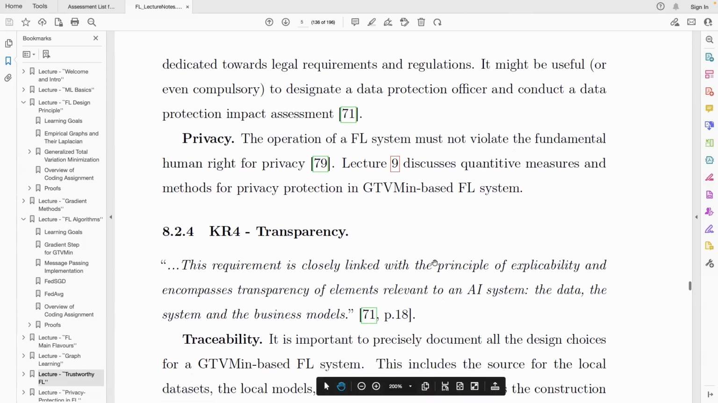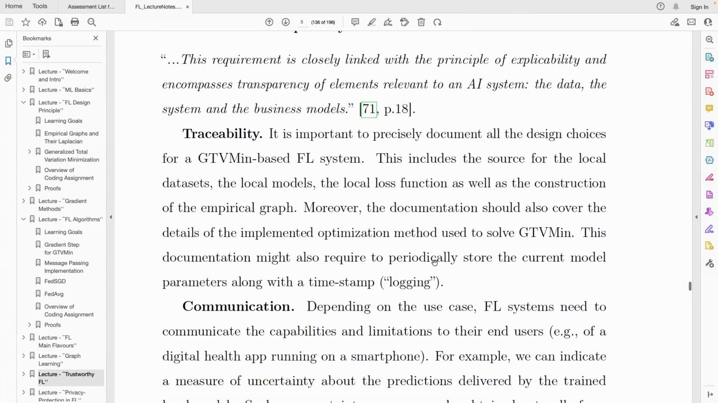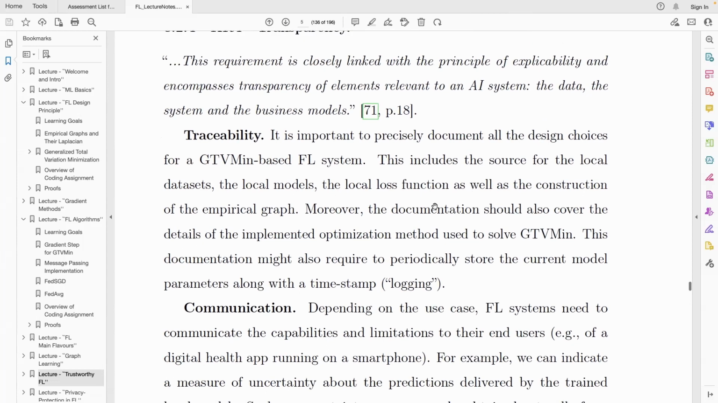No. Next key requirement: transparency. Transparency includes traceability. And this means that you should precisely document all the design choices for a GTV minimization-based method. And this you practice in the project.